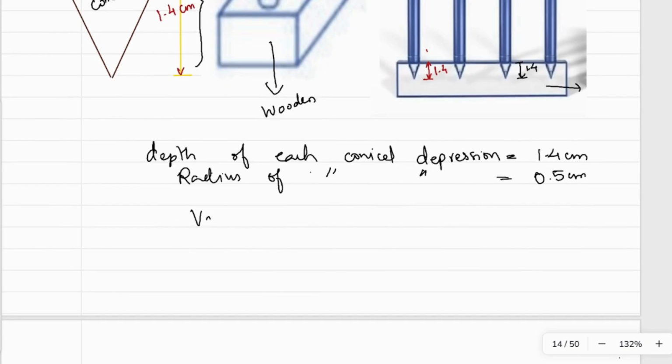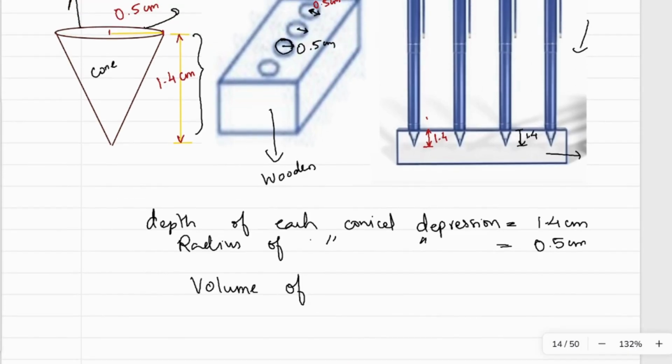Now what we have to do? We have to find the volume of the remaining wood, right? For the volume of remaining wood, what do we have to do first? First we have to find the volume of the entire cuboid, that is the pen holder, the entire cuboid without the depression. From there we have to reduce the volume of the 4 depressions. So after doing like that, we will get the remaining part, right?